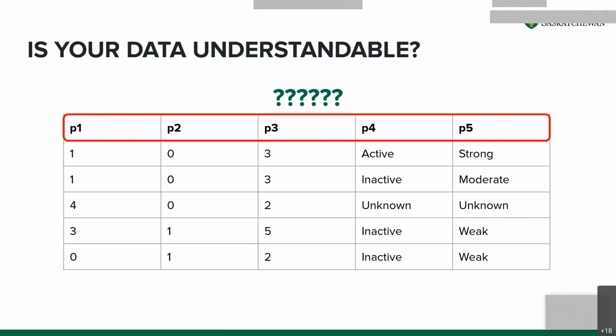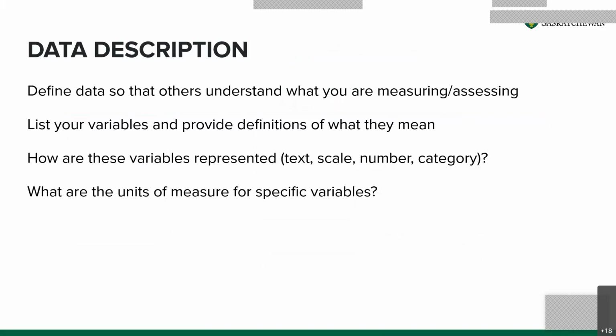One of the ways that you can do that is to actually provide some level of data description. So define data so that others understand what you're measuring. List your variables and provide a definition of what they mean. How are they represented? Is it a text? Is it a scale? Is it a number? Is it a multiple choice question?